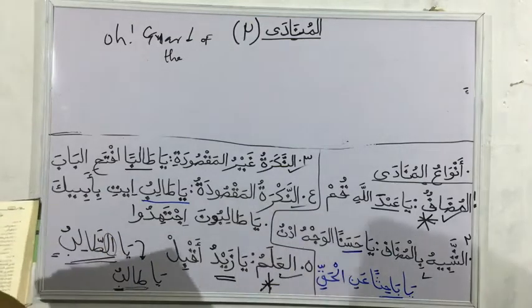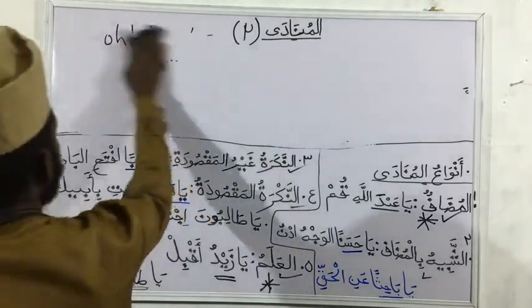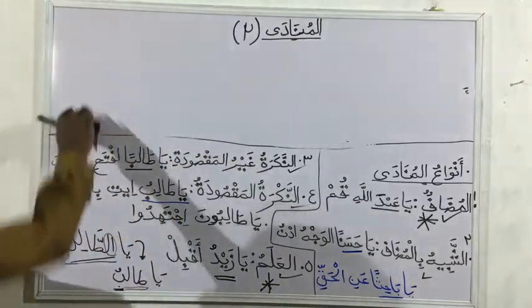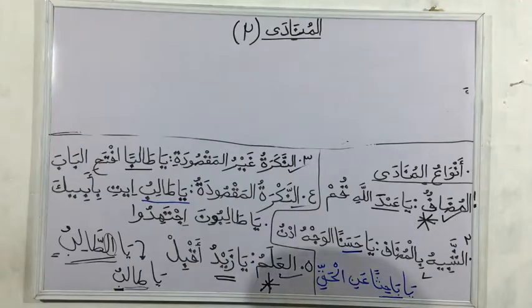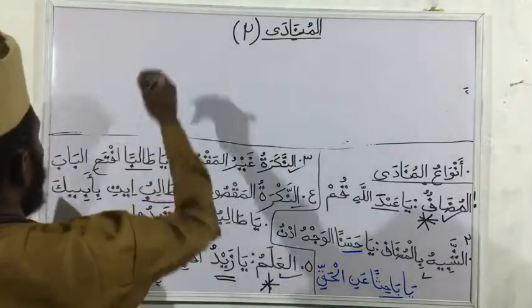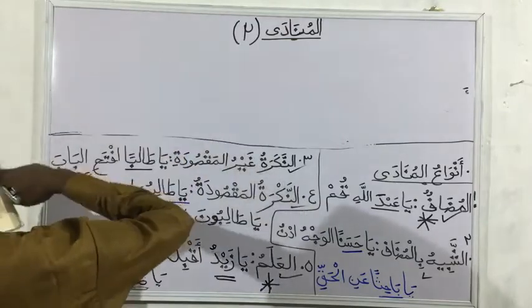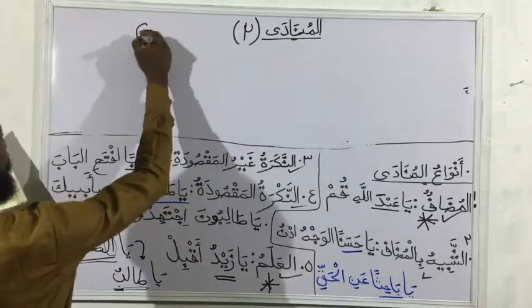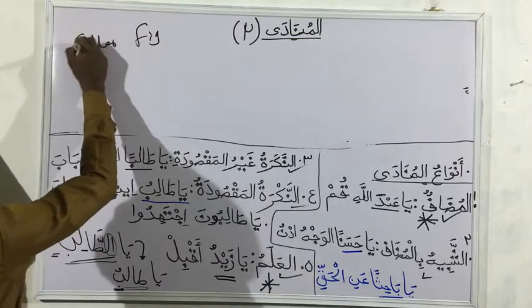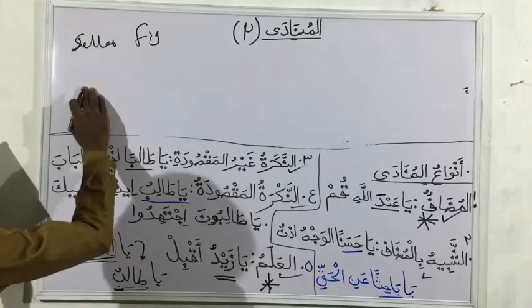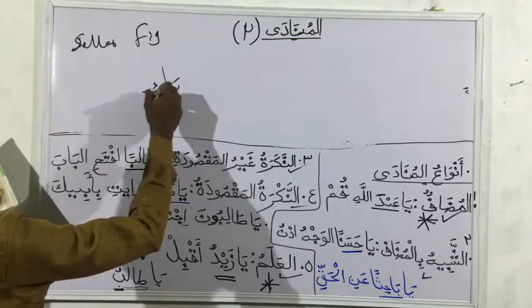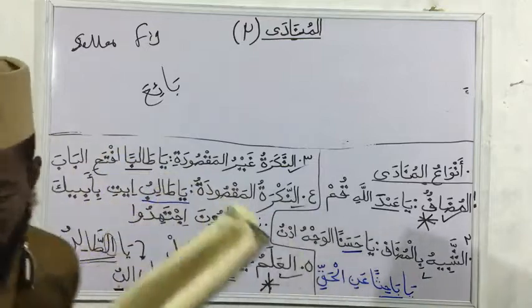Another example, number 3. Ya Bayi'a Tayni. Oh, you seller of what? Oh, you seller of olive. Do you get now? Or oh, you seller of fig. Seller of fig. That is that. Do you get now? So buyer and seller. Now look at this. Those are the examples.